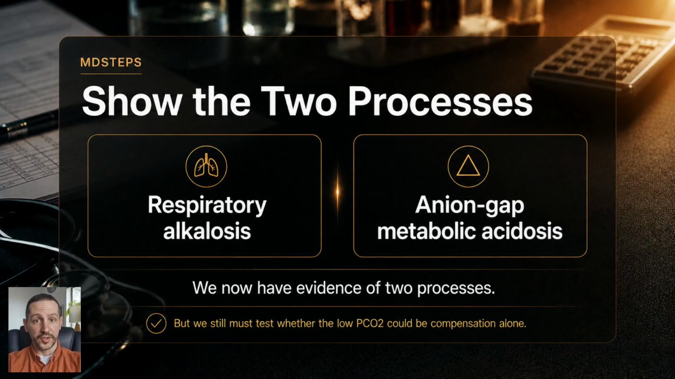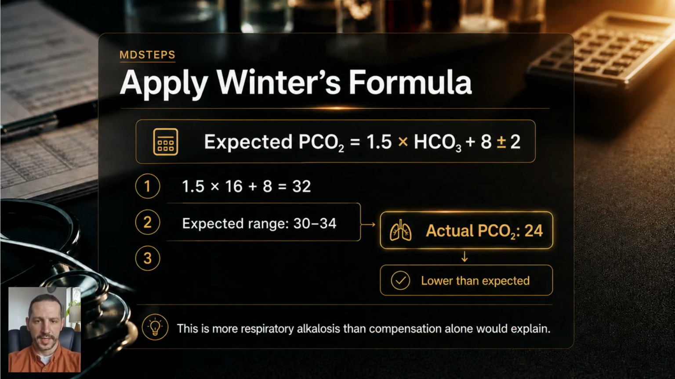We now have evidence of two processes. She has respiratory alkalosis because her carbon dioxide is low, and she has an anion gap metabolic acidosis because her bicarbonate is low and her anion gap is elevated. But we still need to determine whether the low carbon dioxide could simply be appropriate compensation for the metabolic acidosis. That is where Winter's formula comes in.